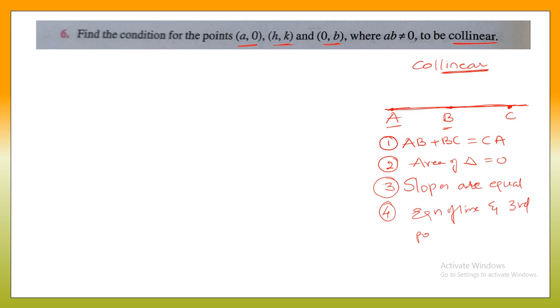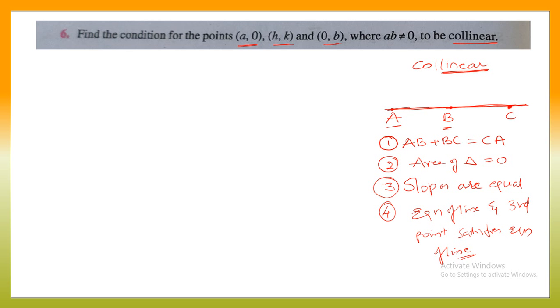So whatever the third point is, if this third point satisfies the equation of the line, then we can say those points are collinear. So there are 4 approaches by which we can show collinearity, right? Each and every approach is applicable to show the points are collinear.